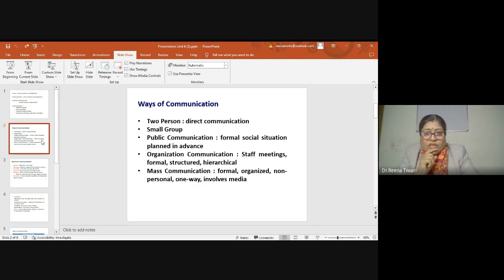And in this type of communication, the communication is one way. Whatever is written in the newspaper or in a magazine or on TV, the communication goes one way, because the persons who are receiving the messages are not communicating back to the individuals who have communicated to them through the media. Okay, so mass communication is one more way of communication.